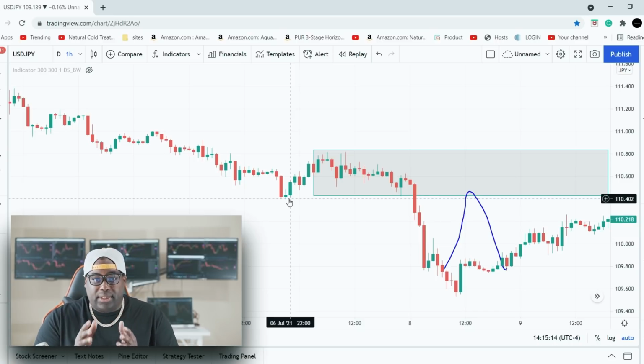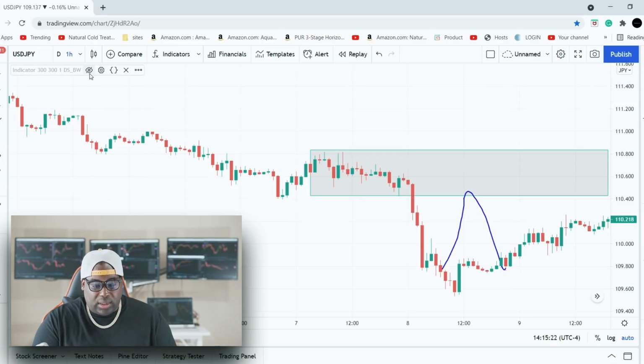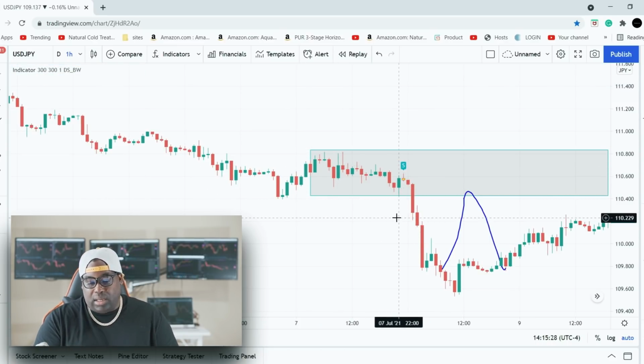Now, if you are a beginner, I do have an indicator that helps you find the supply and demand zones. Let me show you guys real quick. Let me turn on the indicator. Notice how we have the S sign right here. The S stands for supply.